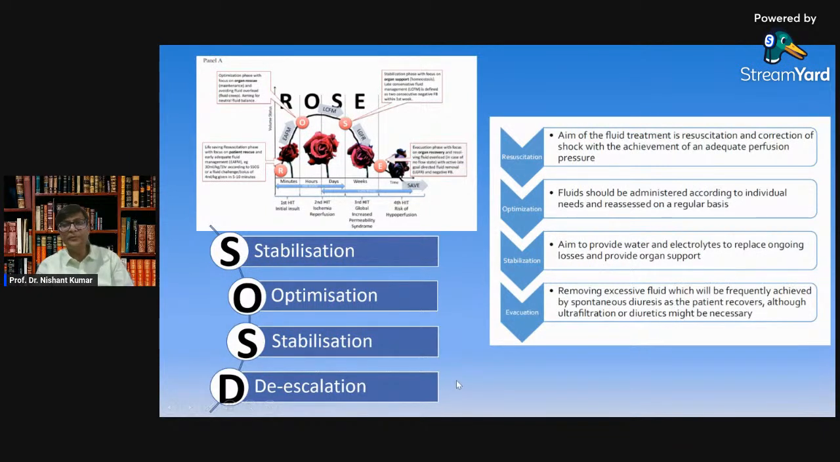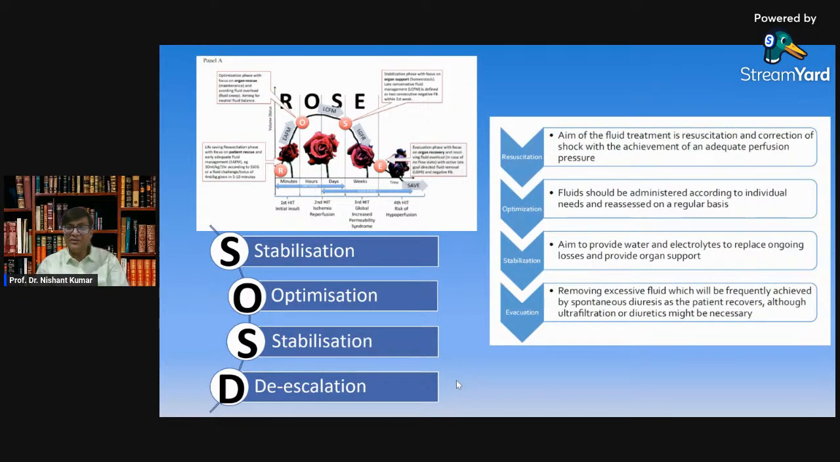The aim of the fluid treatment in resuscitation is correction of shock, so as to achieve an adequate perfusion pressure. During optimization, fluid should be administered according to individual needs and reassessed on a regular basis. Regular basis could be as small as 4 hours, it can be as small as 2 hours. Most of the time I've seen that the residents write the orders in the morning and the fluid balance is seen the next day, 24 hours later. You have to keep on constantly seeing your input output. You have to keep on seeing the fluid balance and modify your fluids accordingly.